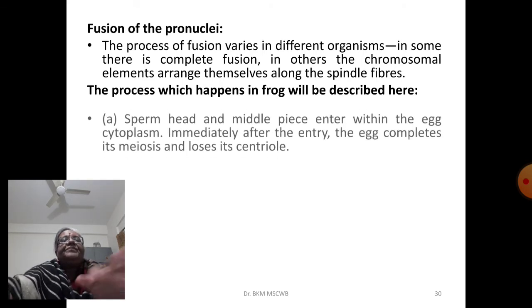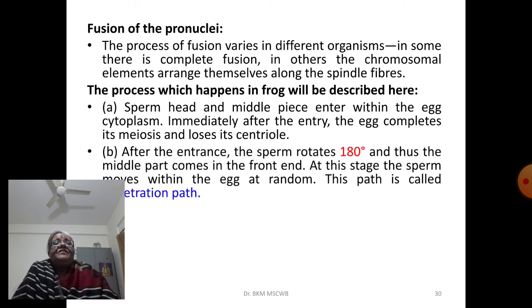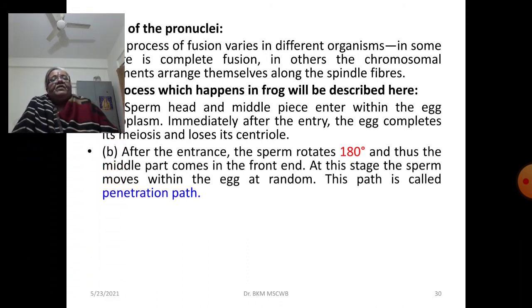We shall see that the sperm head and the middle piece enter the egg cytoplasm. Immediately after the entry, the egg completes its meiosis. Okay, this is the first step: the sperm and the middle piece enter. I am talking only about amphibians. In different groups, the sperm enters the egg to different extents. Now, the second step. After the entrance, the sperm rotates through 180 degrees, a straight angle, and thus the middle part becomes the front end.